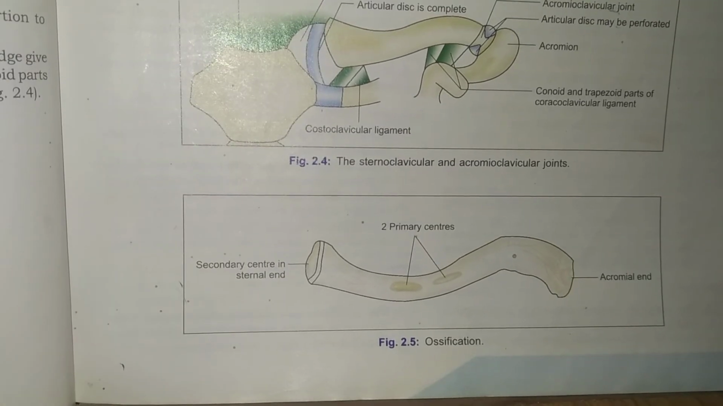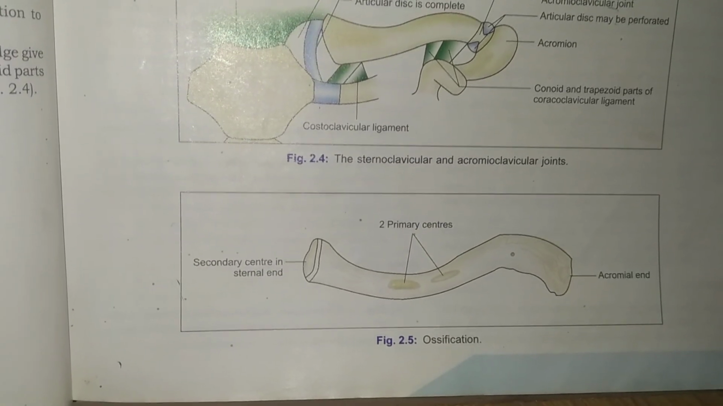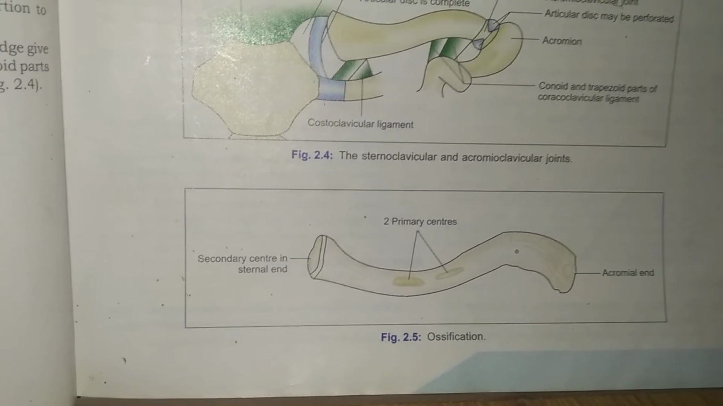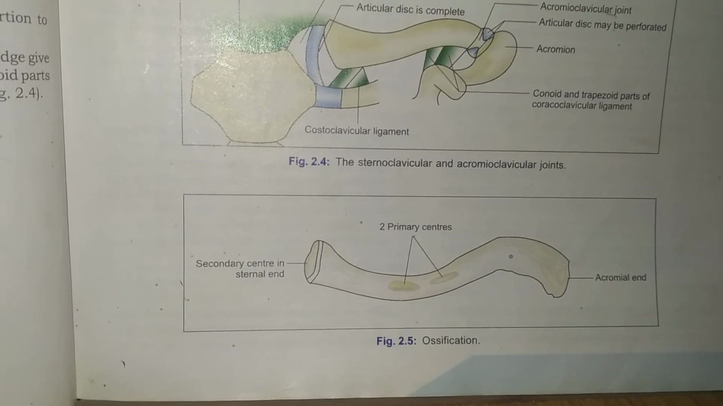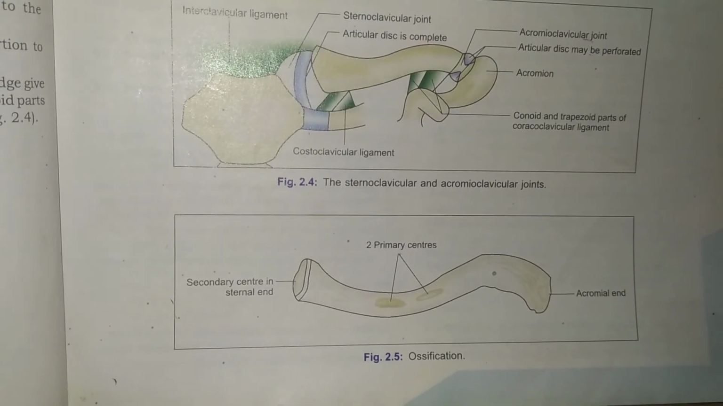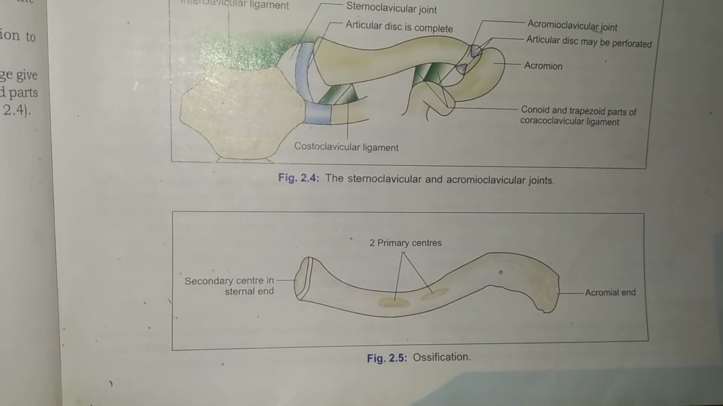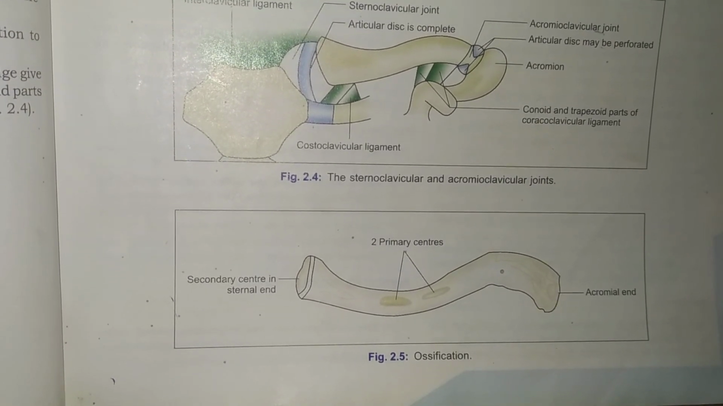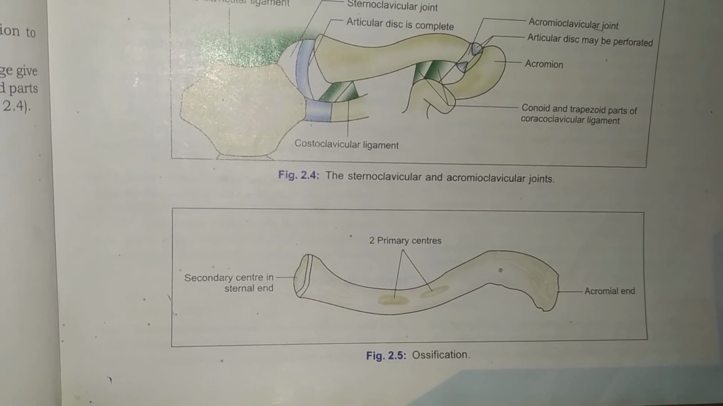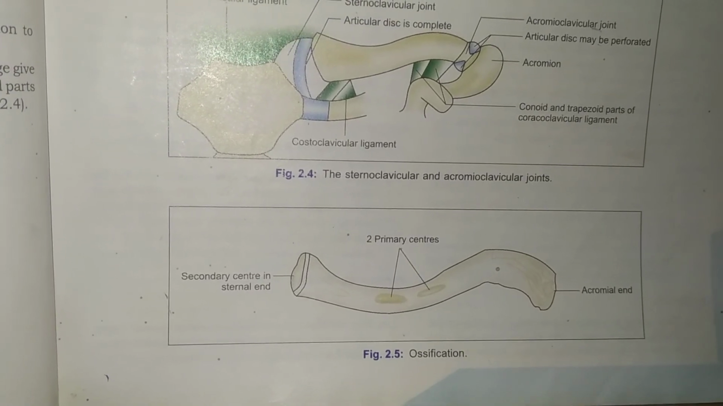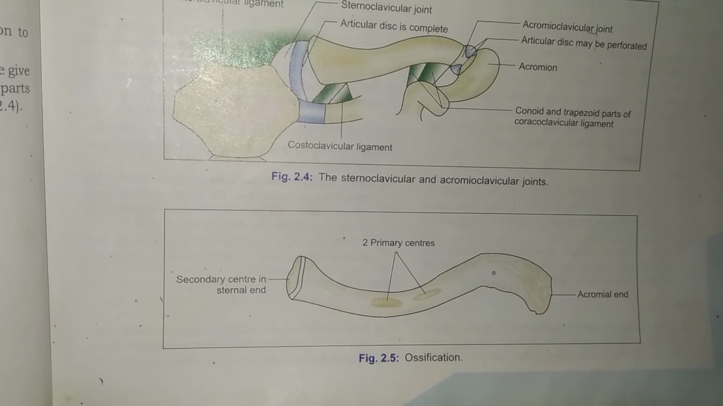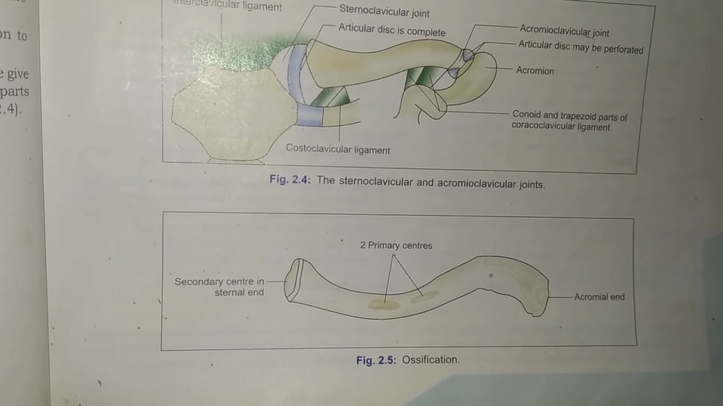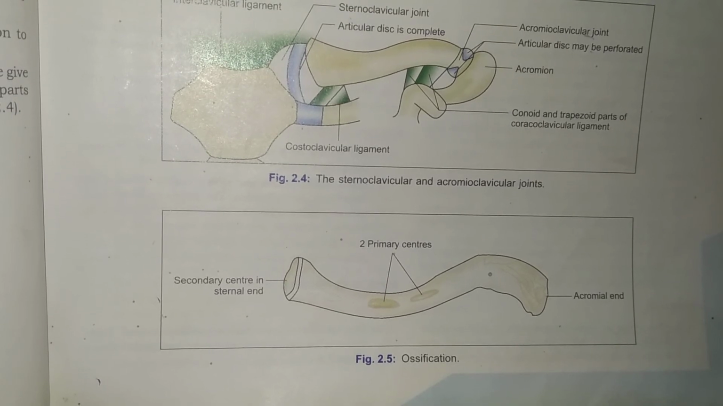Now coming to some features of clavicle. It is the only bone which lies horizontally, because all other long bones in our body are in a vertical manner, and it is subcutaneous throughout. It is the first bone to start ossifying. It is the only bone which ossifies in membrane. This is also a special feature of this bone, because all other bones do not ossify in membrane. It is the only long bone which has two primary centers of ossification.